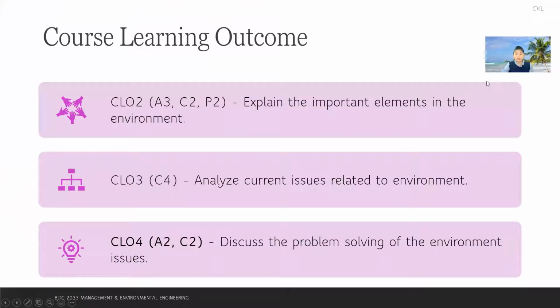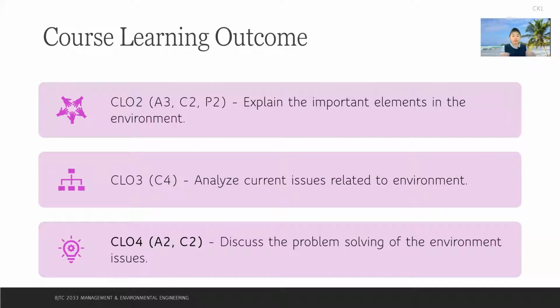Okay, so this is our course learning outcome for this chapter. There are three CLOs that we have to cover: CLO2, CLO3, and CLO4. When we talk about CLO2, you can explain the important elements in the environment. The important element in the environment here is the water process.